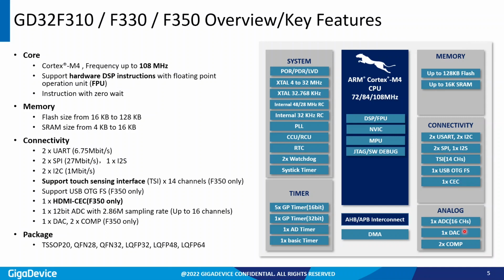Today we're going to be using the F310 series of device. It features a Cortex-M4 processor, with flash and RAM of 128K and 16K respectively. Today we're going to use one of the two UARTs and also the 12-bit ADC. There are 16 channels that you can configure for use. Today in our design, we're only going to use one.